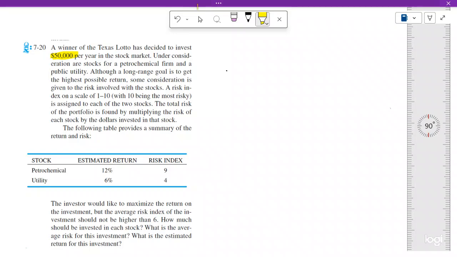0.12x plus 0.06y, subject to meeting these constraints, which is 9x plus 4y, because we said it should not be higher than that. Then another constraint is the budget, which is, not willing to invest more than 50,000.